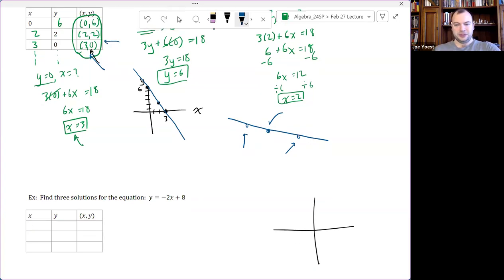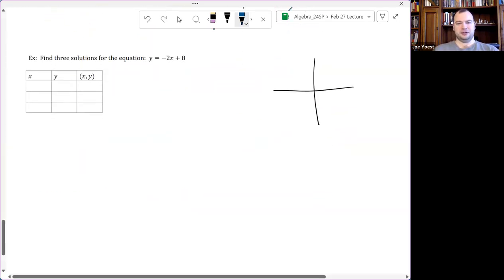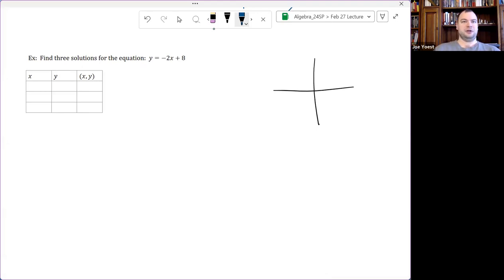So when I find 3 solutions, looking ahead a little bit, I would like to find solutions that aren't super difficult to find. I don't want to pick x equals like 17,432,324. That's going to be super annoying to deal with algebraically. It's also not going to be very amenable to graphing. So I'd like to search for solutions that are easy to solve algebraically and easy to plot.